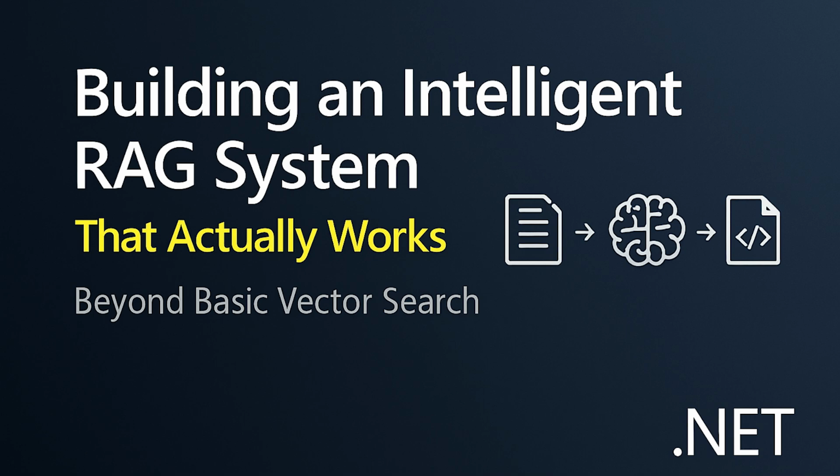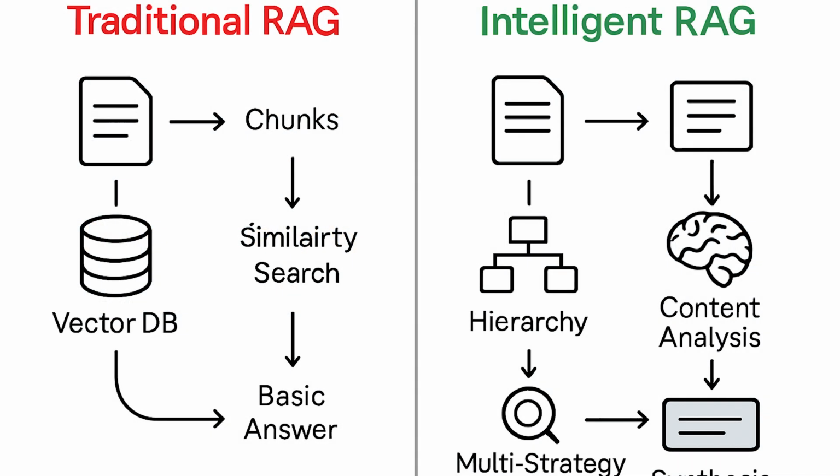Hey everyone, today I'm going to show you an advanced RAG system I built in .NET that uses hierarchical exploration and agent-based search to handle massive documents. We are talking about 100K words, complex technical manuals, and it can answer any questions with actual precision. Stick around because I'll show you the architecture, the code, and why this approach destroys traditional vector RAG systems.